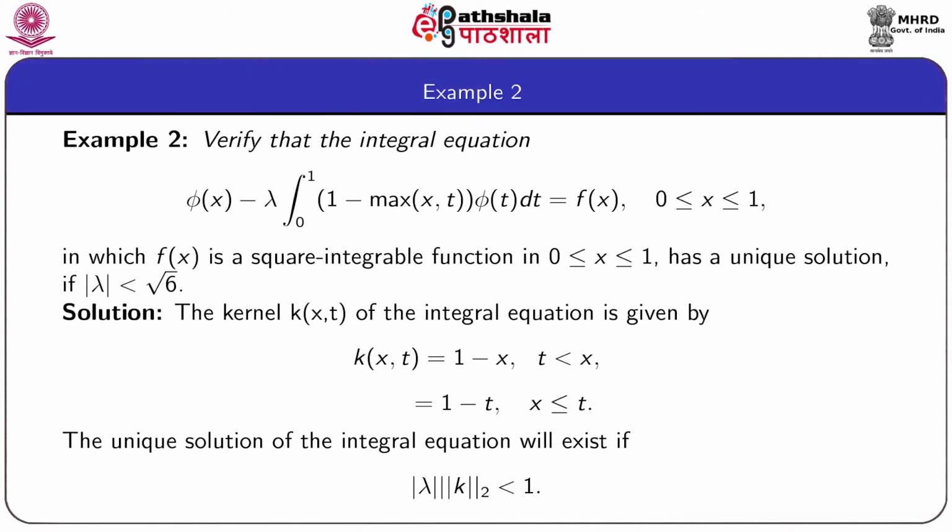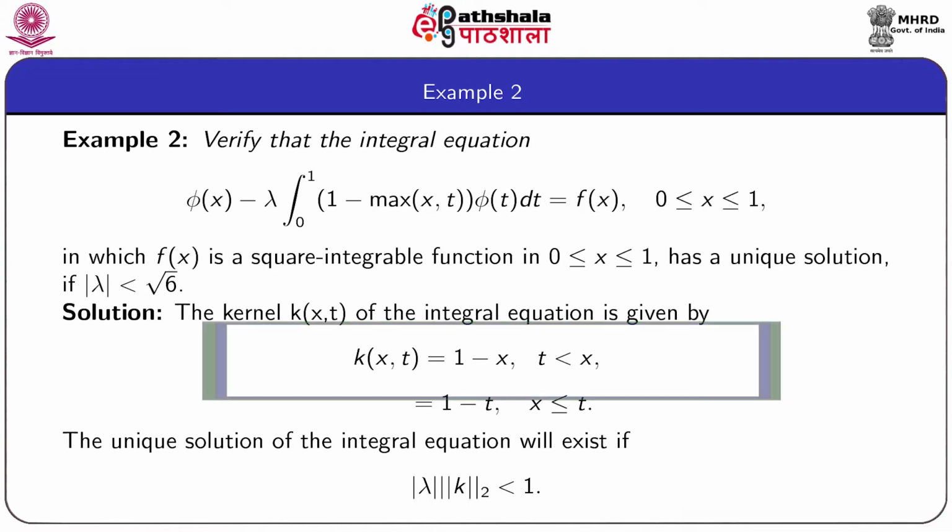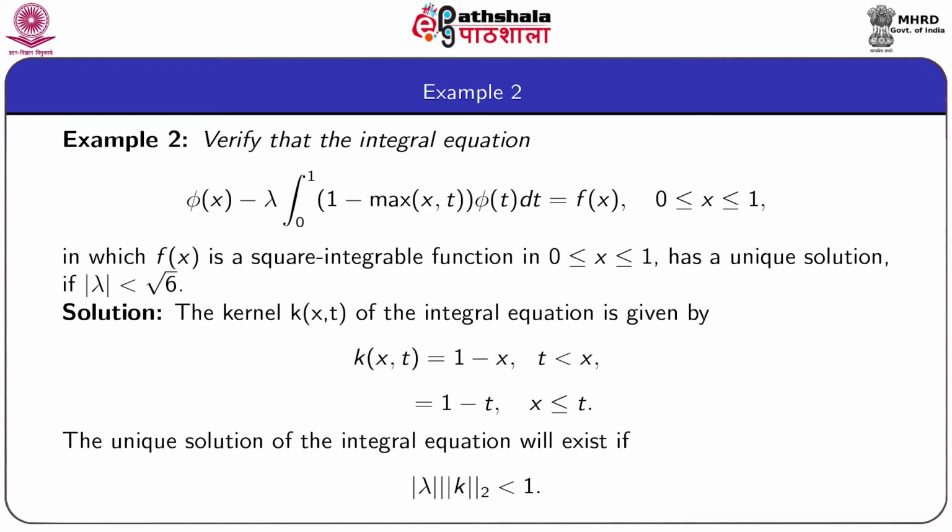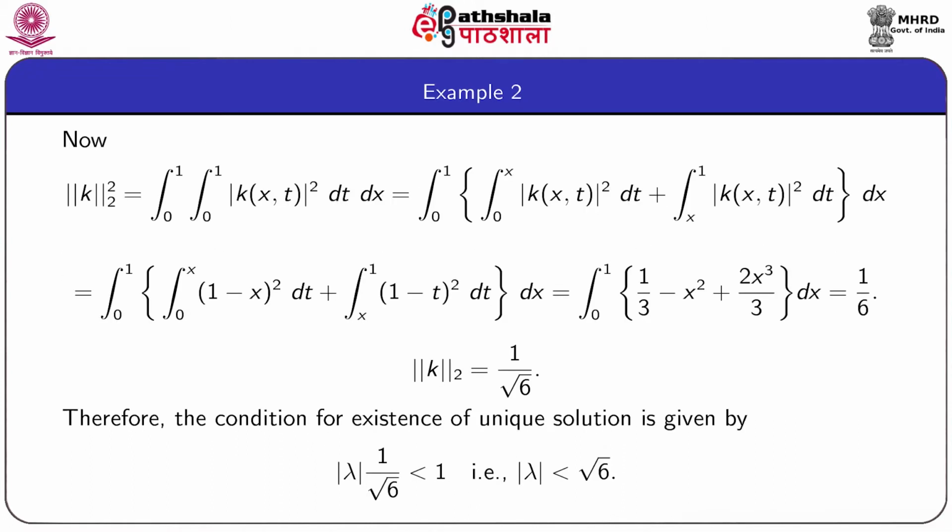Here also we break this integral from 0 to 1 as 0 to x and x to 1, and we see that the kernel K(x,t), which is given by 1 minus maximum of x and t, is equal to 1 minus x for t less than x, and 1 minus t for x less than or equal to t. So, in this case, the unique solution will exist if mod lambda into norm K2 is less than 1. Now, we calculate the norm of K2.